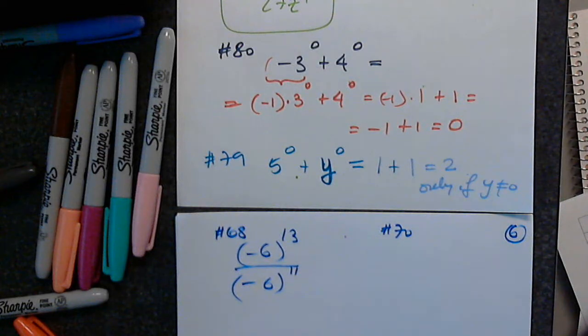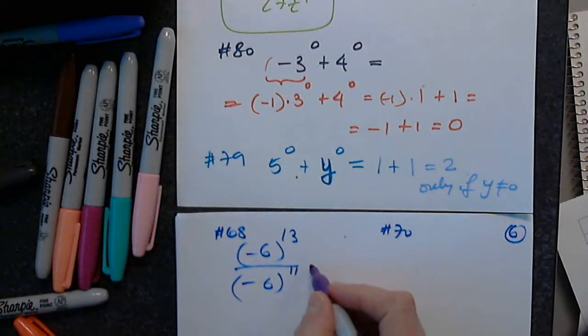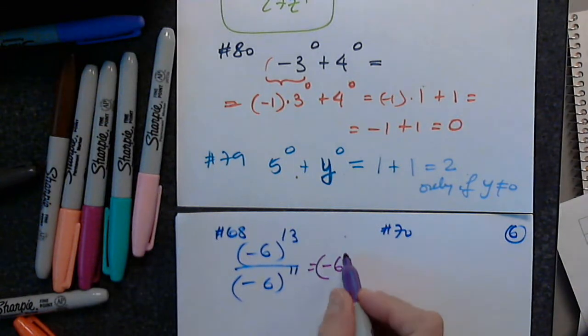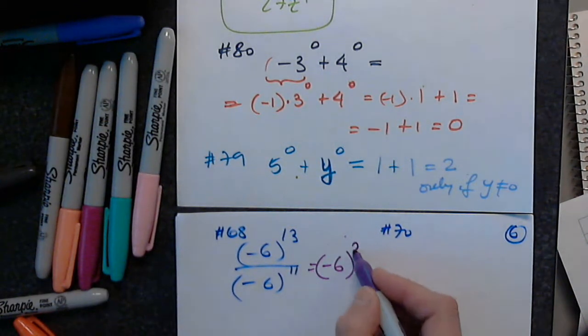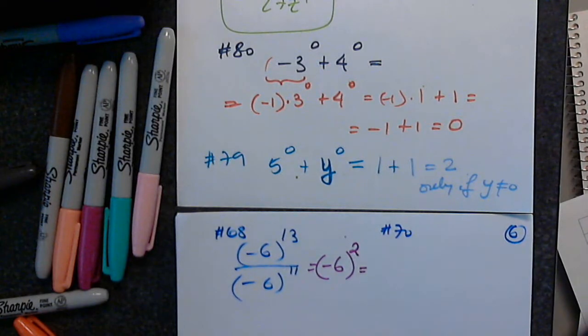I think it's okay. Yes, it is okay. Sorry about that. So yes, I copy the base and subtract the exponents. From 13, I subtract 11, which is 2. And the answer is? Negative 6 times negative 6. 36. Very good.